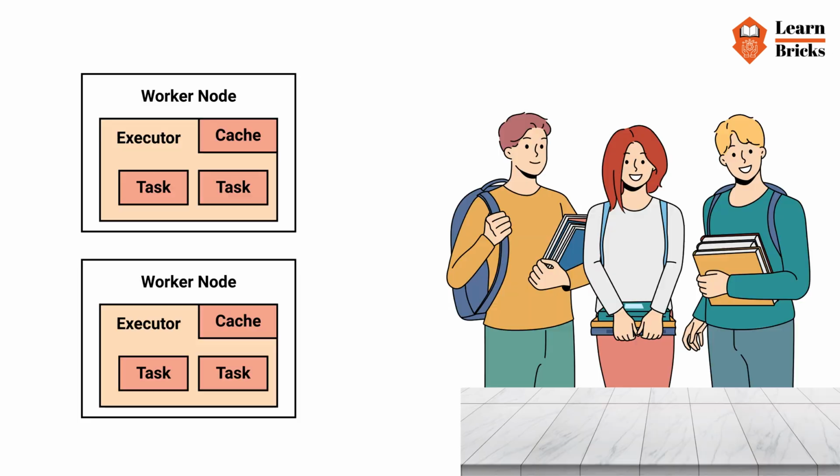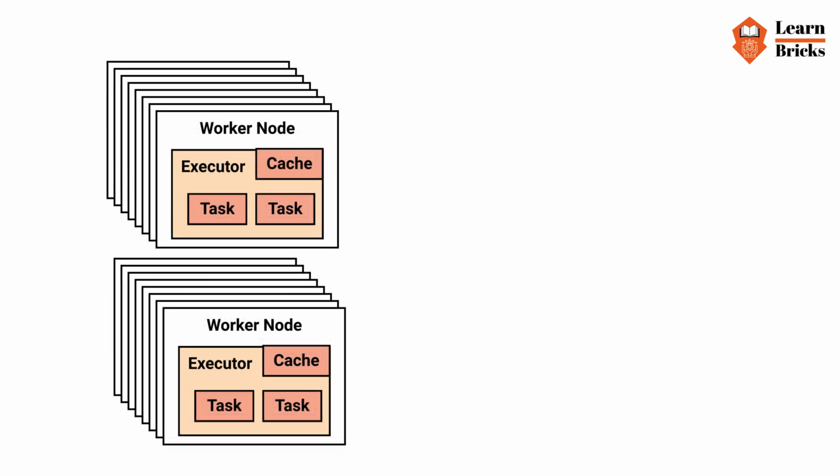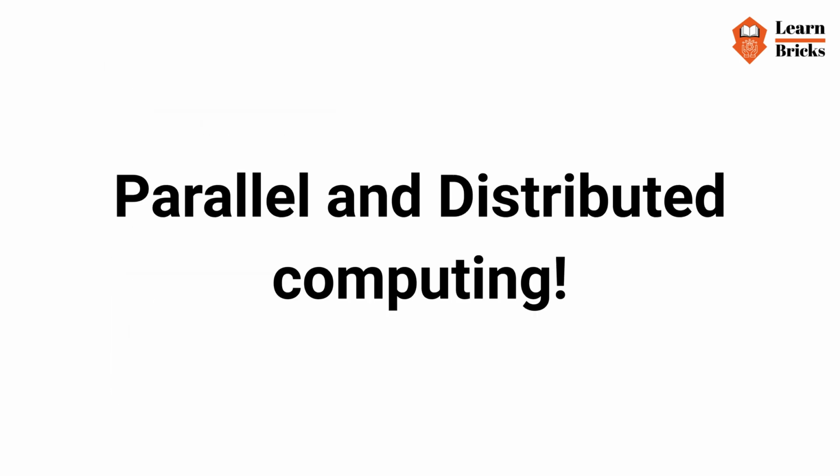Then, the executors. The executors are the students who actually do the assignments. They process the data, run the code, and return the results. More executors equals faster results. That's the power of parallel and distributed computing.